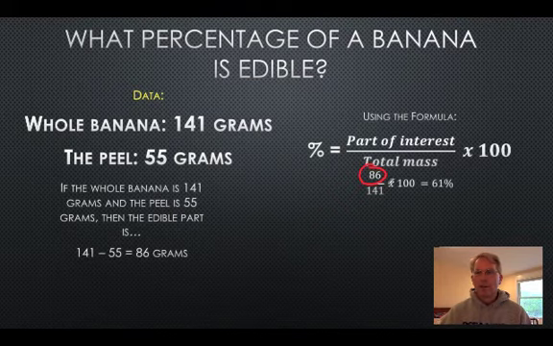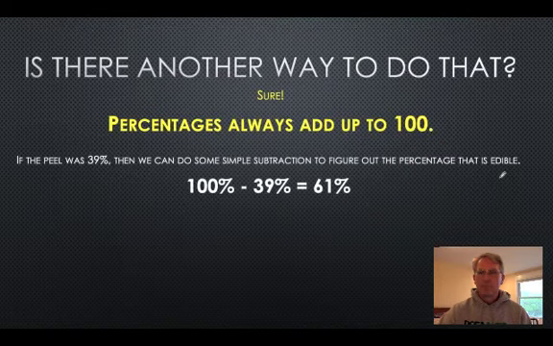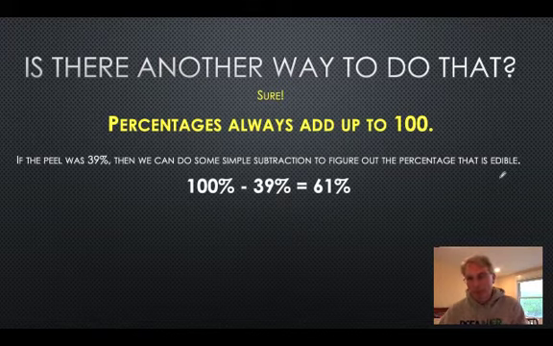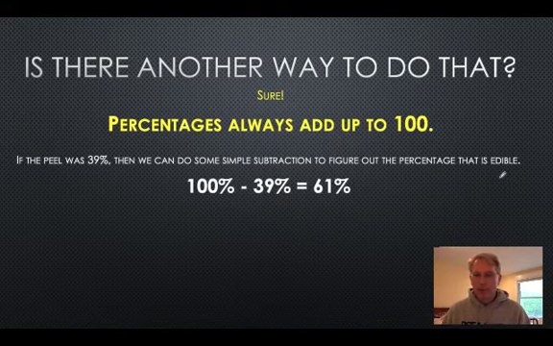Now, some of you are thinking, well, duh, right? There's a quick way to do that. All percentages add up to be 100. So if the peel was 39%, then we can just subtract that from 100 and say, well, the edible part has to be 61%. So if you can recognize those kinds of things, do it. It makes the math a lot quicker.